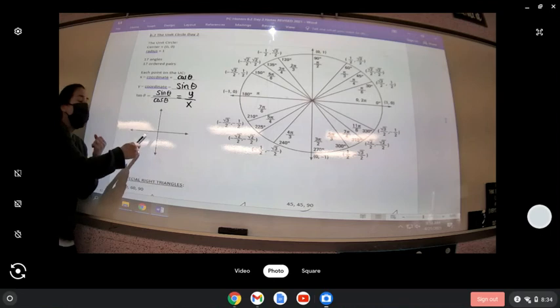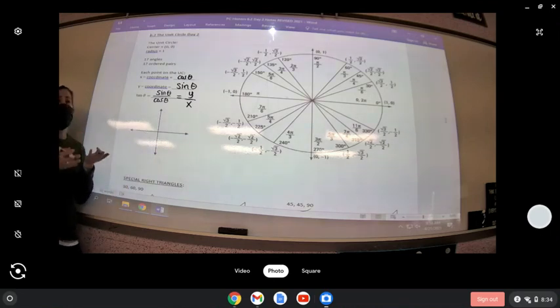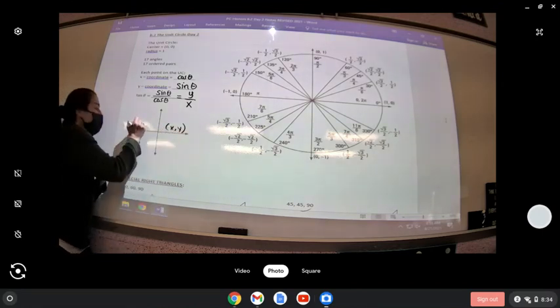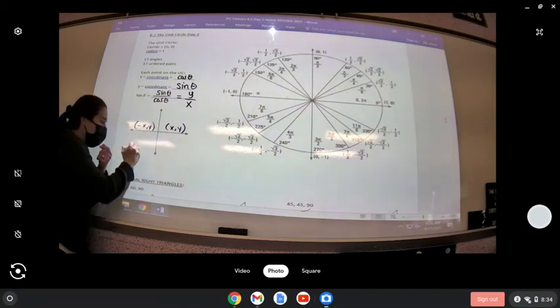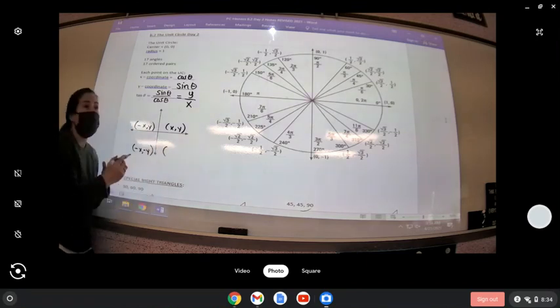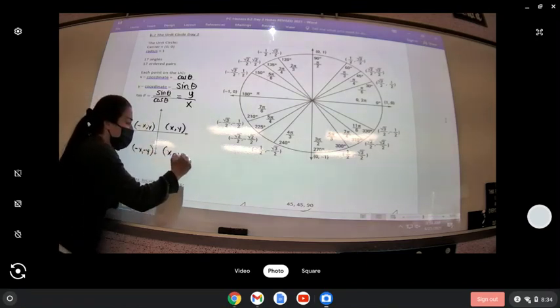Then I showed you yesterday, which you're still not really sure why she told us all this, but you'll see when we start doing the problems tomorrow. If the x and the y coordinate represent your cosines and sines, the ordered pair in quadrant 1 is (x, y). The ordered pair in quadrant 2 is (−x, y). The ordered pair in quadrant 3 is (−x, −y). The ordered pair in quadrant 4 is (x, −y).